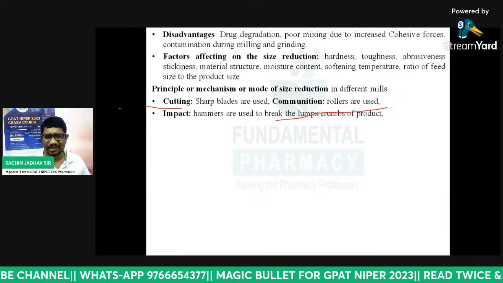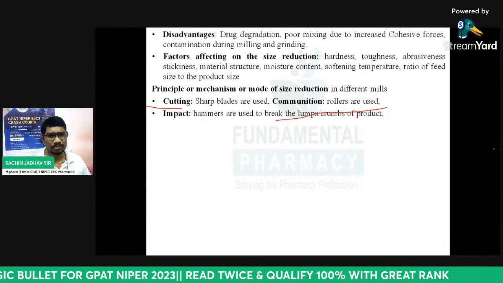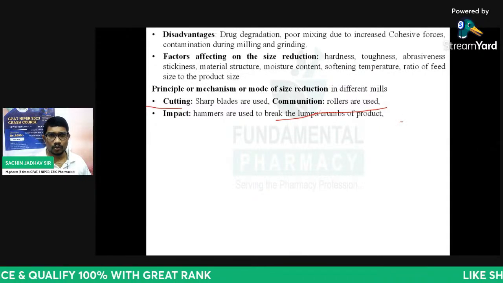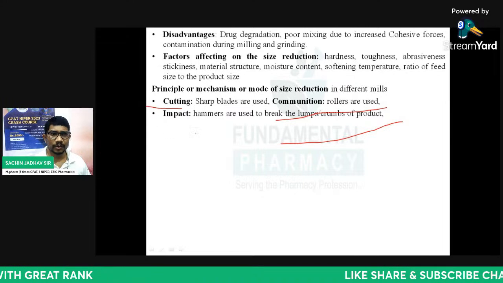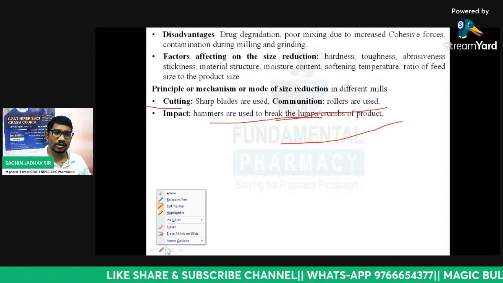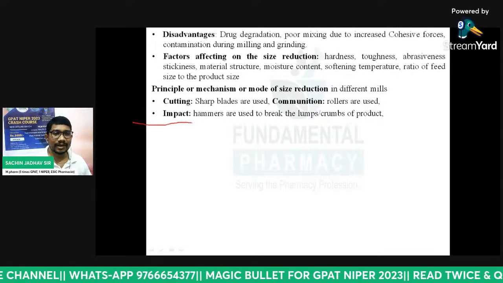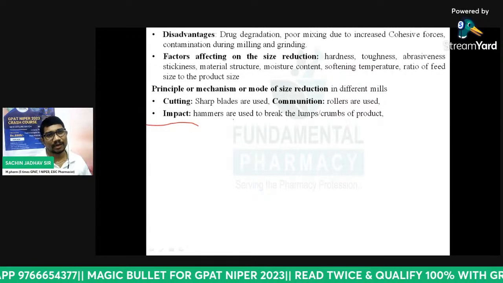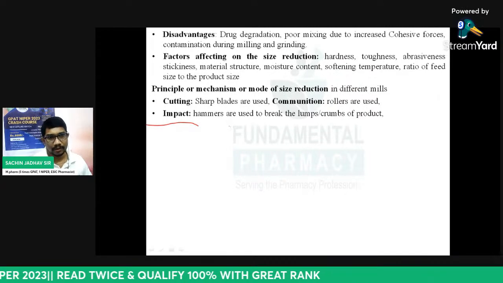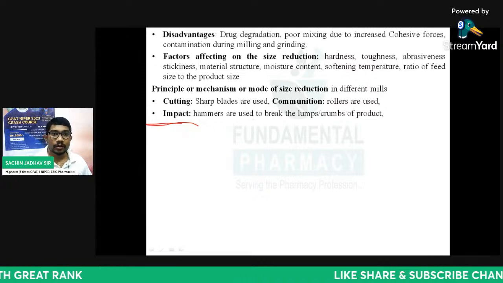So the third mechanism of size reduction is impact. What is impact? Hammers are used to break the lumps or clumps of product. That is the impact. A big hammer strikes the material, so that it impacts the material. So impact means hammers are used to break the lumps or clumps of the material. You have a big clay stone, and you take a hammer and strike it. Obviously, what will happen? It will break down into small pieces. So that is nothing but the impact. Impact is nothing but applying force in the form of hammers.